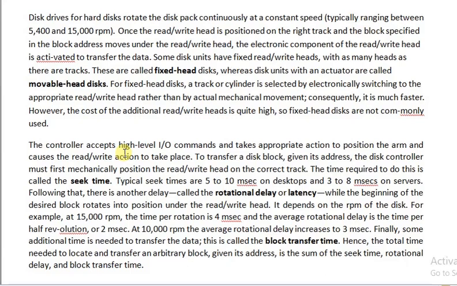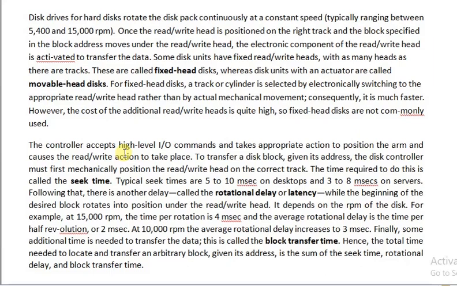The time needed to position the read-write head onto the particular track on the magnetic disk is addressed as seek time. Typically, the seek time ranges between 5 to 10 milliseconds on a desktop computer, whereas it is 3 to 8 milliseconds on a server. And the time required to bring the desired sector under the read-write head unit is addressed as rotational delay or latency.